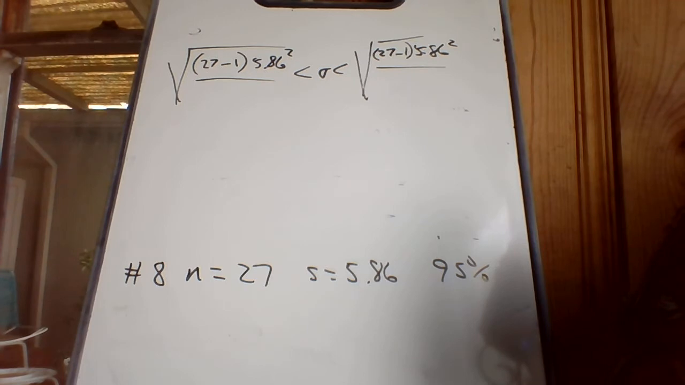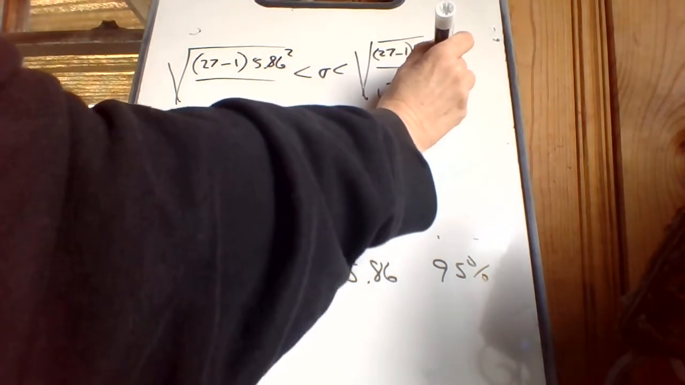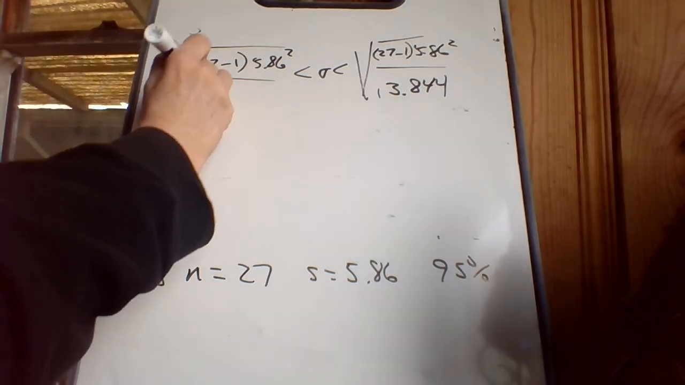This is the worst part. I've got to get out my table. Okay, at least it's at 95% confidence. Good. That means I'm going down those middle 2 columns. Let's see, start with the 0.975 column. Go down to 26, 13.844. Go down the 0.025 column. 41.923.